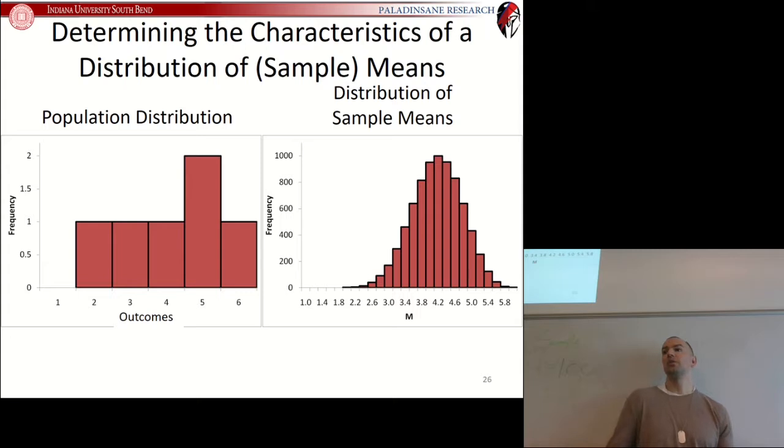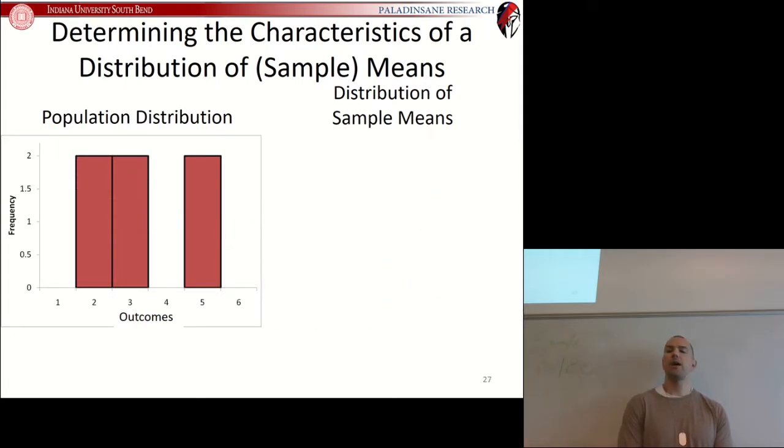And of course, most psychologists go higher than that. They'll do like 20, 30 subjects. So you can imagine exactly how close to a normal curve it can get. But once again, it doesn't matter what your population looks like. It doesn't matter how it's distributed. It doesn't even matter if you know what it looks like or how it's distributed.